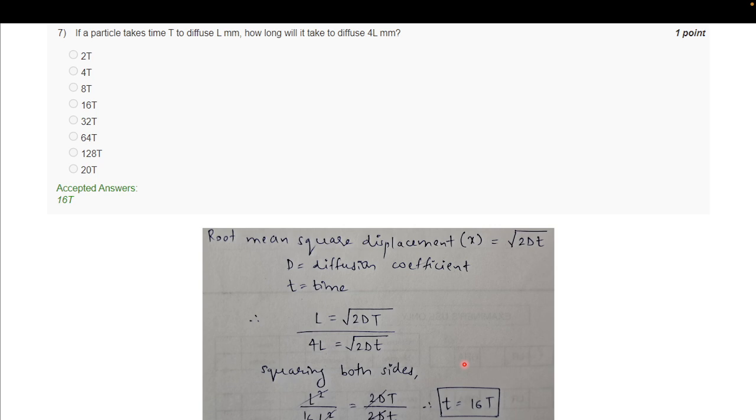So it's not a linear relationship. If your distance was L and it is taking time t, now if you change your distance to 4L, it actually takes a much longer time. It goes to 16t. Is this clear?